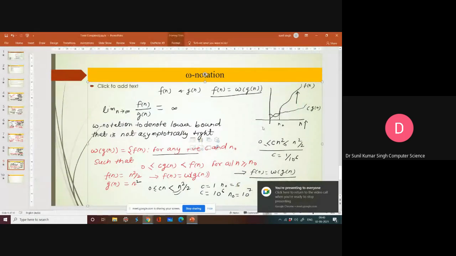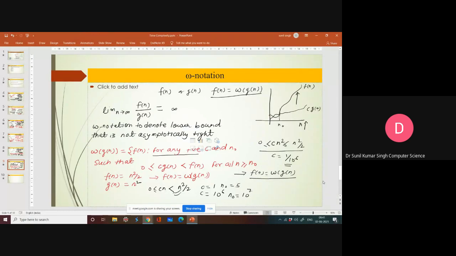Now guys, you can see, if we have it like this, then whatever value we choose, it is not going to hold the condition, because here it is 10 raised to the power divided by 10 raised to the power 6, and if we choose a very big value of n, then it will not hold the condition. I mean, it will not hold for any c.